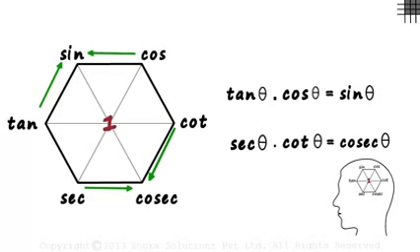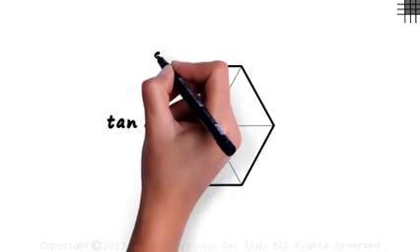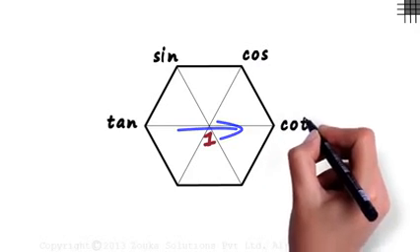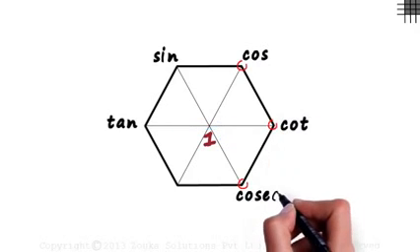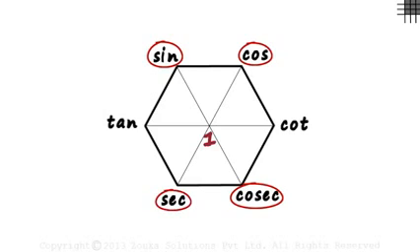Does it end here? Not yet. Let's redraw the hexagon with 1 in the center. Tan is equal to sine by cos, cot opposite to tan, cosec here as all c's on the right, and what remains is sec. Now focus on the functions at diagonally opposite vertices. Sine and cosec, cos and sec, cot and tan. They are reciprocals of each other.